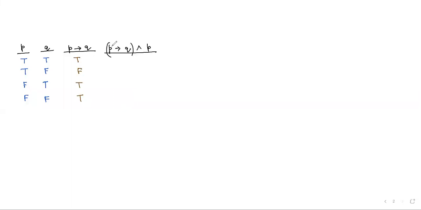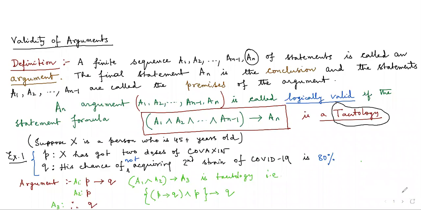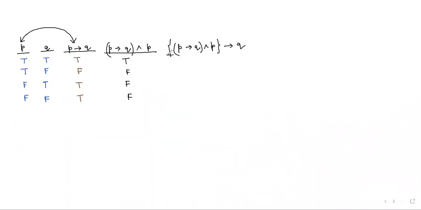So if I am considering P implies Q and P, I need to compare these two. And you see, if both the truth values are capital T, then this should be capital T. If one of them is false, then the resultant is false. So we are actually getting TFF. Now let us consider the final column, which is P implies Q and P implying, what do I need to imply? Q. So I'm putting Q over here.